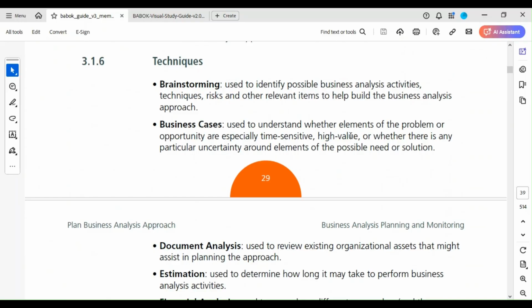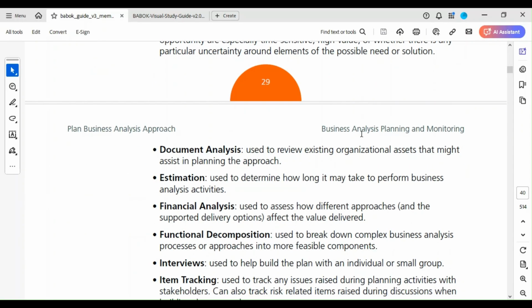Brainstorming: used to identify possible business analysis activities, techniques, risk, and other relevant items to help build the business analysis approach. So, you are putting heads together to decide. Business cases: used to understand whether elements of the problem or opportunities are especially time sensitive, high value, or whether there is any particular uncertainty around elements of the possible need or solution.